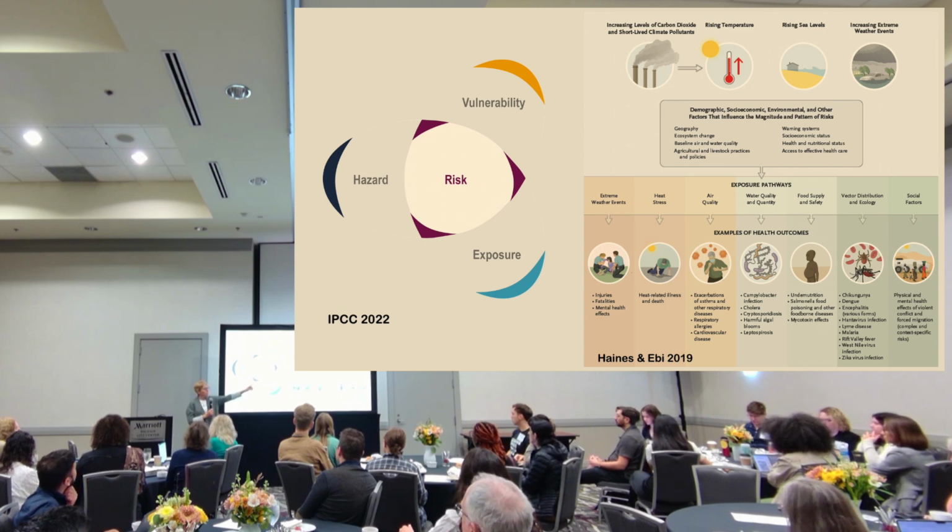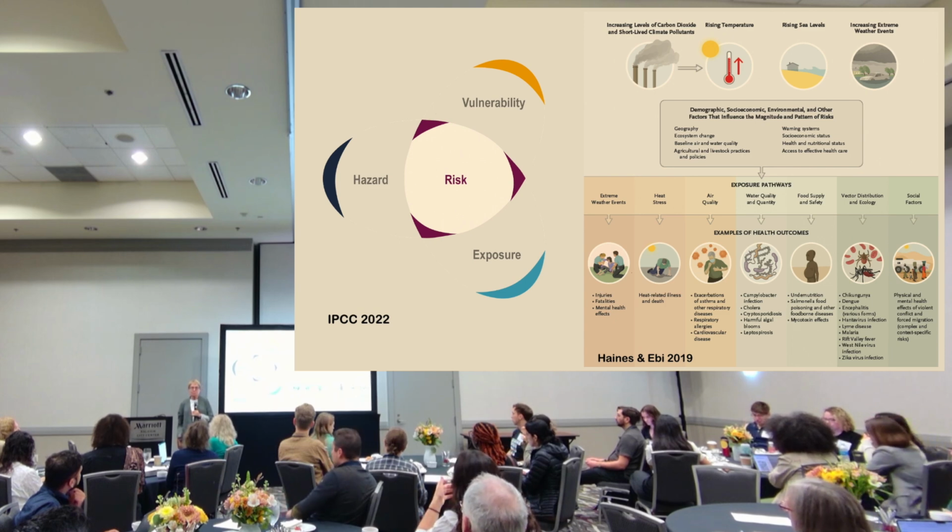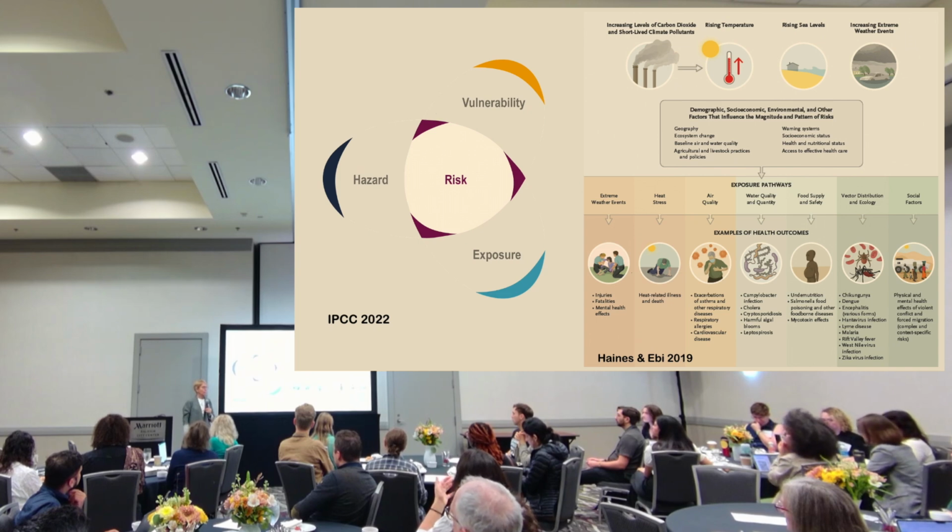These then play into exposure pathways that are typical in environmental health. Underneath is a short list of climate-sensitive health outcomes. And it truly is a short list. There's hundreds and hundreds of climate-sensitive health outcomes. So these are just examples.